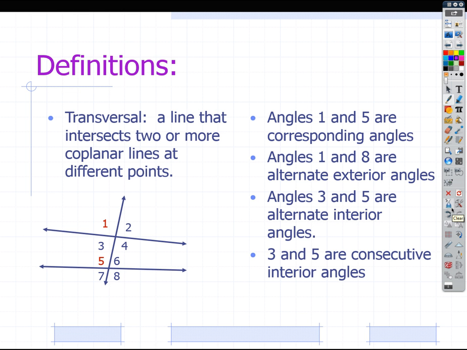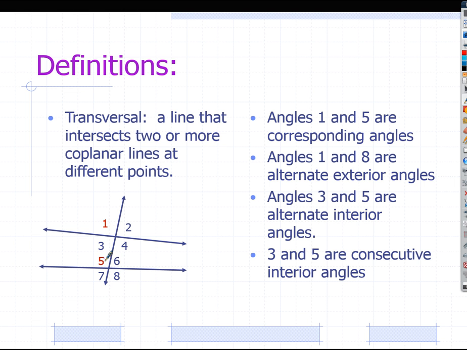Okay. So here's the situation we have then. I have two lines cut by a transversal, or intersected by a transversal. The angles that are created have specific relationships that we're going to work with this chapter. So for example, if two lines are cut by a transversal, like in this case, then the angles labeled 1 and 5 here, the red ones, are what we call corresponding angles.